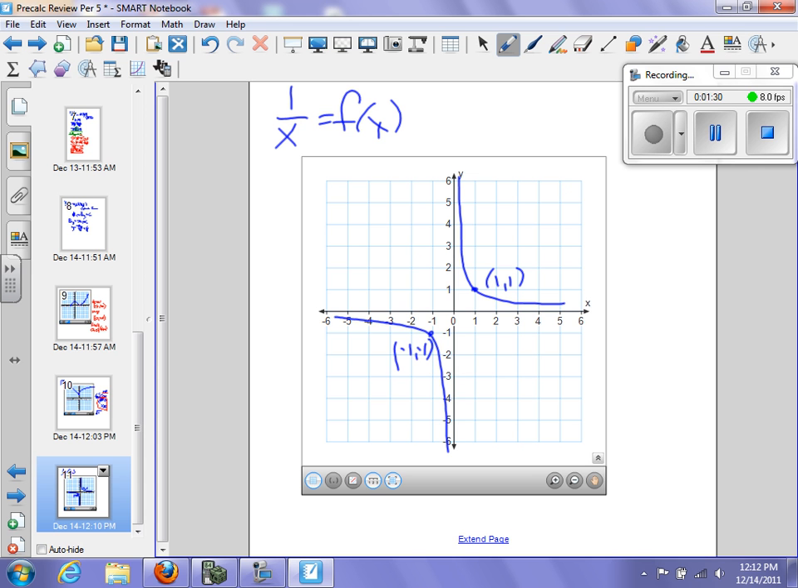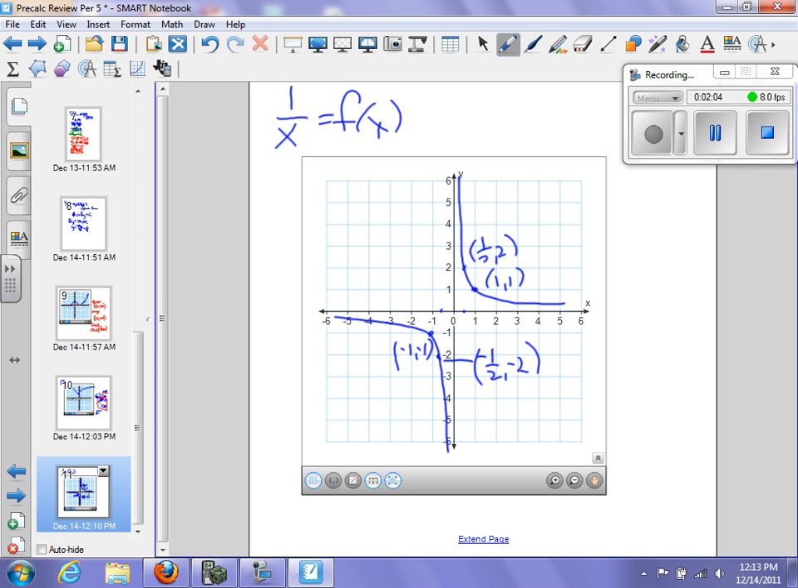So the easiest points to label are, well, let's find the easy one. So if x is equal to 1/2, my y value should be 2. Everybody see that? Because it's the reciprocal. So if x is equal to 1/2, I would have this point here, 1/2, comma 2. And conversely, I would have -1/2, -2. So I would label that point right there, -1/2, -2.